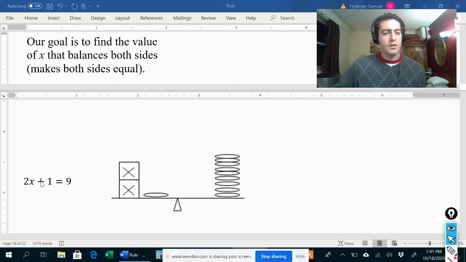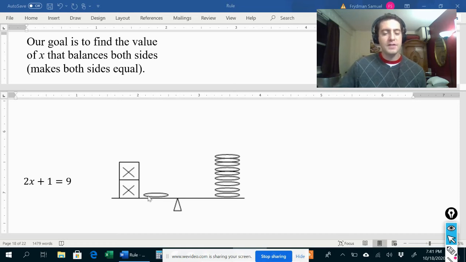So let's take a look at our first equation. We have 2x plus 1 is equal to 9. And here we have a representation of that equation with a scale. So when I say 2x over here, we can think of that as two x boxes, what I call x boxes. You probably think of an x box as something different, but this is what I call an x box.